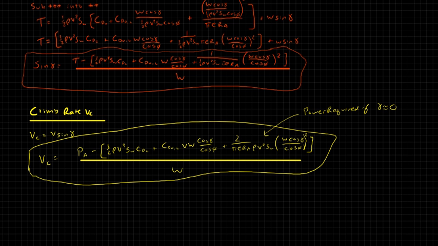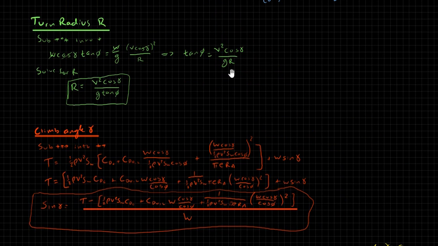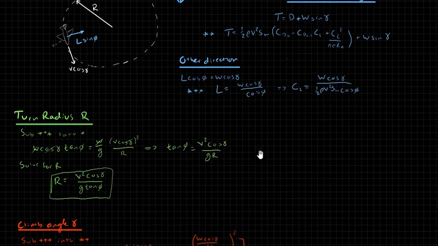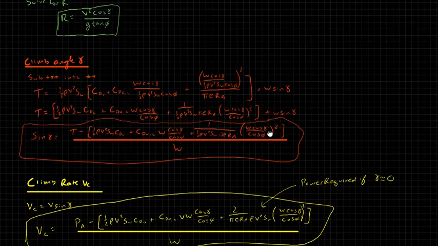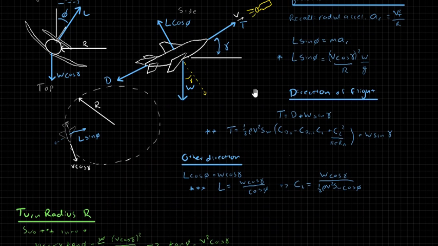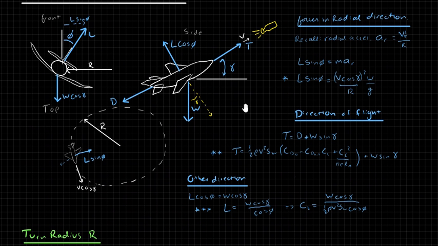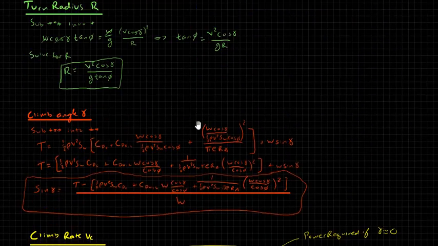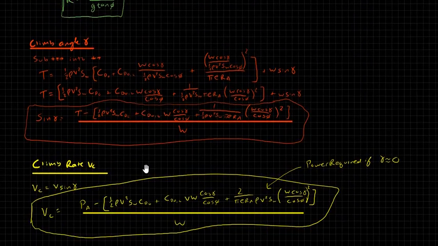So just to review, this was kind of a longer segment here. We derived the turn radius, the climb angle, and the climb rate from a free body diagram of a coordinated turn, steady coordinated turn. And so we're gonna build on this as we go forward. So I encourage you to be really solid on this.